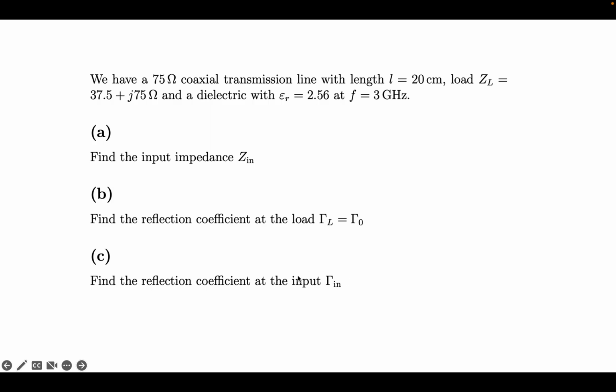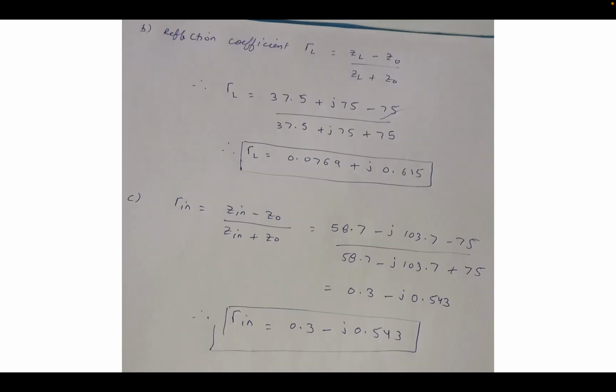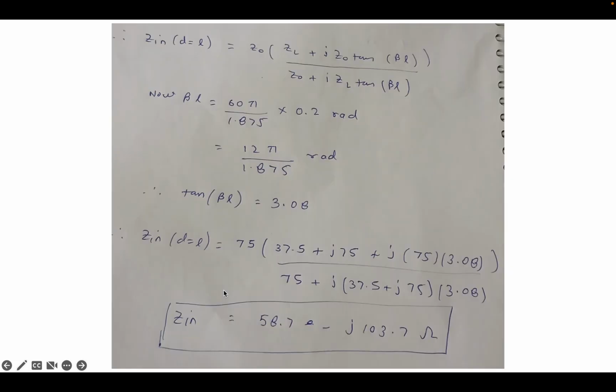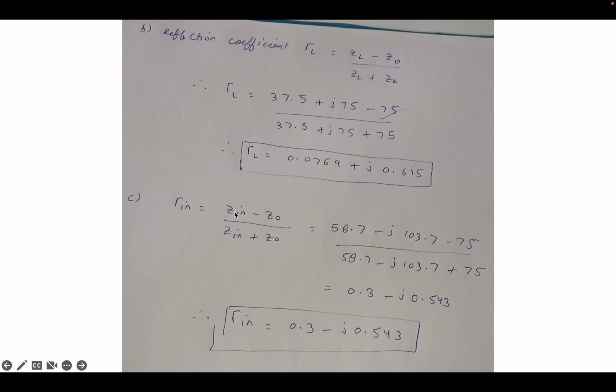So the reflection coefficient at the input will be Zin minus Z0. So basically you will ask what is the input impedance of the transmission line, right? So from here what you can do, you can calculate the reflection coefficient at the input, which will be nothing but Zin, which we already calculated, minus Z0 upon Zin plus Z0. Okay, so in order to solve this third part, you need to have prior knowledge of the answer of the first part, which is the input impedance.